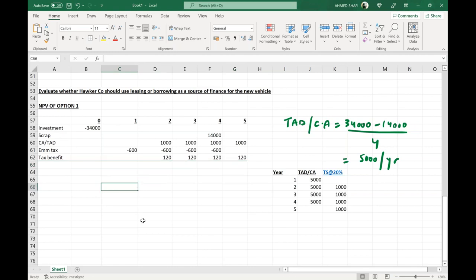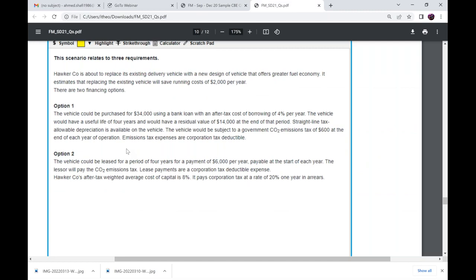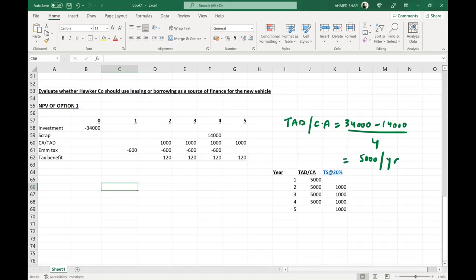I can put the information of option one in front of you because there are two options. You need to find NPV of each option. Purchase cost 34,000 outflow, scrap value 14,000 inflow. Tax allowable depreciation is straight line 5,000 each year, which reduces profit by 5,000, so reduces tax by 20%, 1,000. Emission tax of 600 outflow each year, and they are tax deductible, so they give a tax benefit of 20%, 120. No other thing mentioned in option one. Okay, I have written all the five cash flows in option one. If you have any questions with respect to them, please ask.